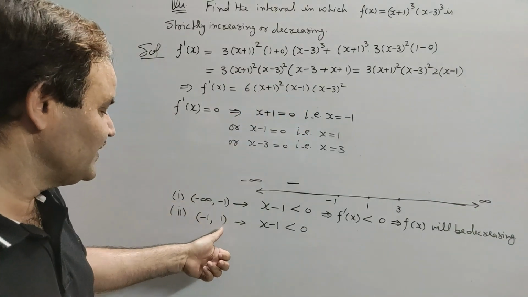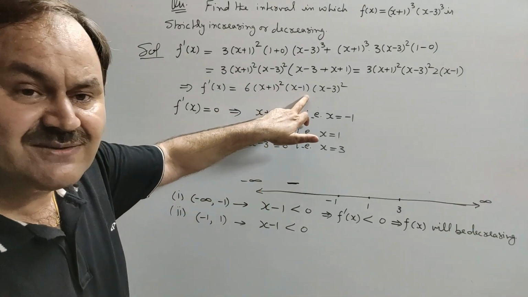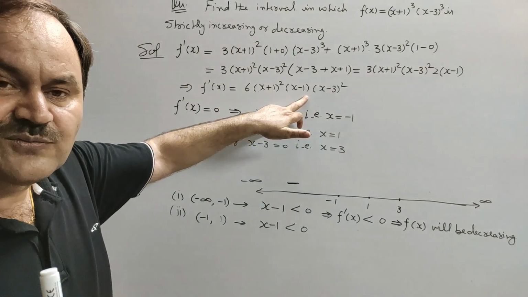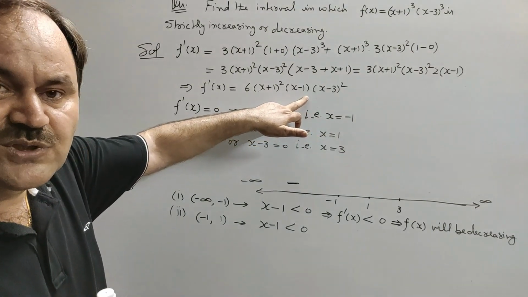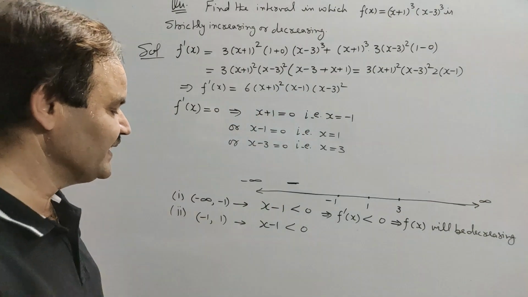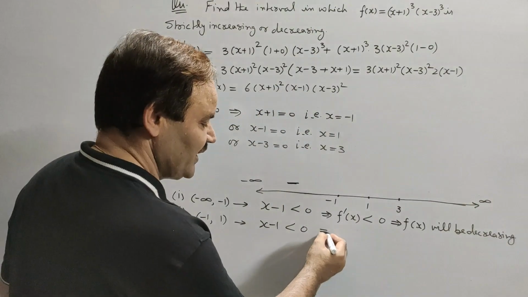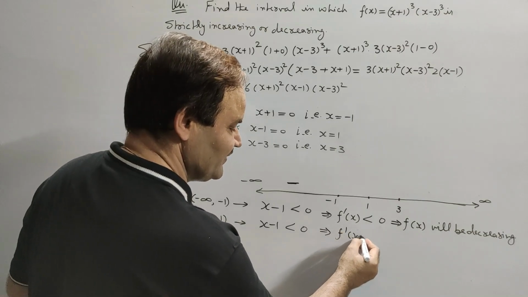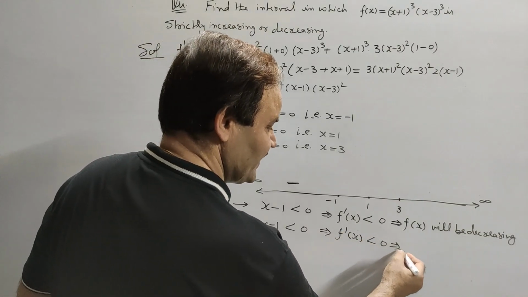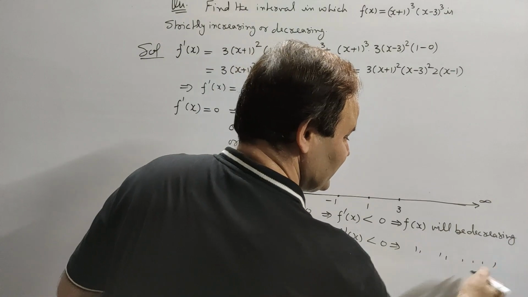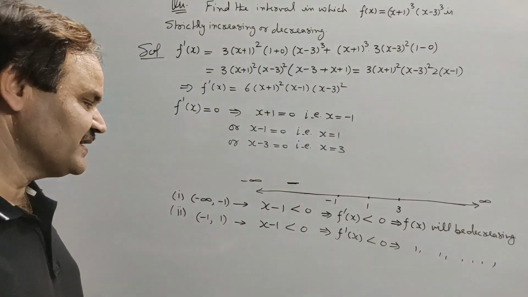So it means for minus 1 to 1, this factor will change its value from minus 2 to 0. It means this factor will be negative. So x minus 1 being less than 0, f dash x will be less than 0. And again this implies the function will be decreasing in this interval.